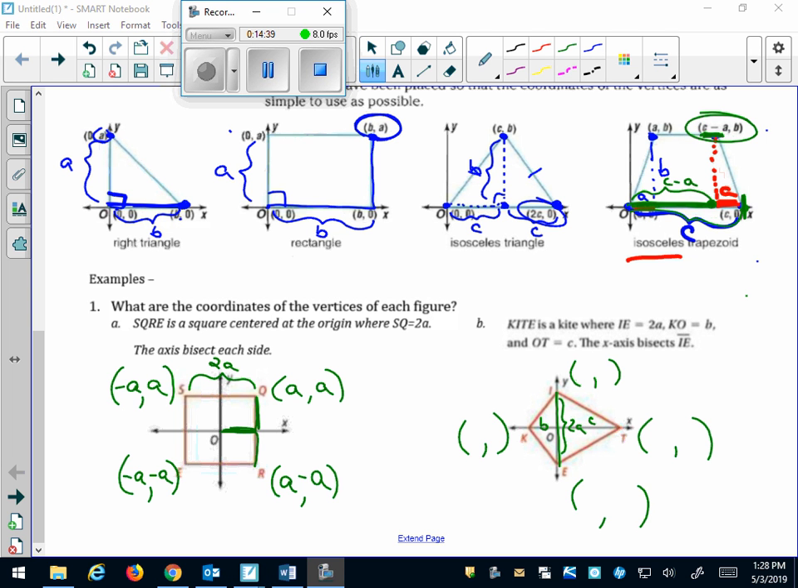All right, so what'd you get for K? Good, negative B, 0. Because if this length is B, you have to go to the left B from the origin. Always start at the origin. So negative B and up 0. What about I? Start at the origin, go right or left, nothing, good, and up A, positive A. What about point T? Over C, up 0, good. And E? 0, negative A.